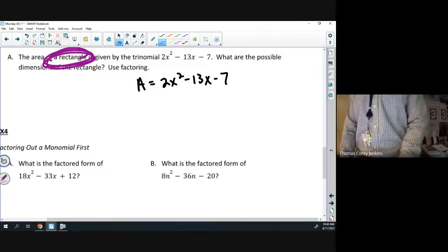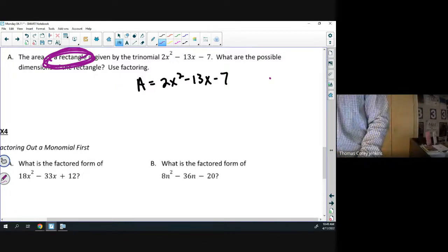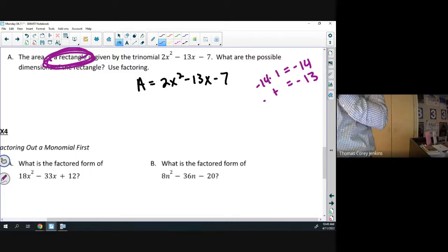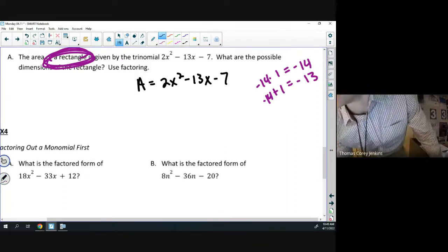So if anybody's worked ahead just for time purposes, can anybody tell me what multiplies to negative 14, adds to negative 13? Or you might be able to come up with it real quick. Will? Negative 14 and 1 is correct. Thank you. See if you guys can take it from there, okay? So just for the video, I'm going to go ahead and finish it up.